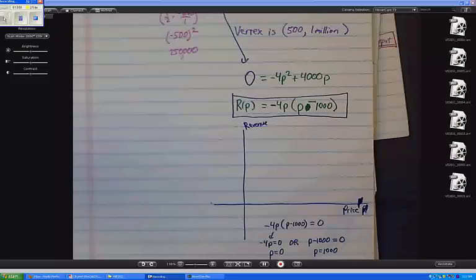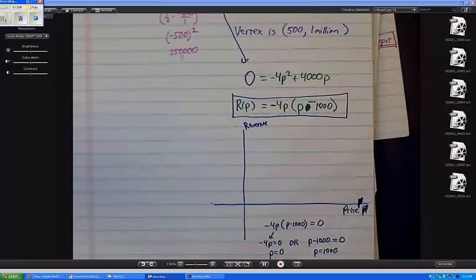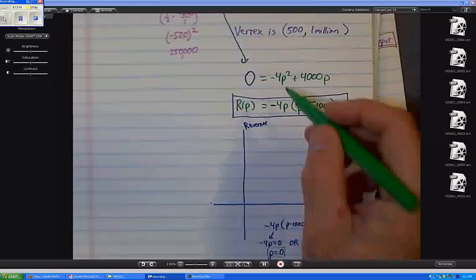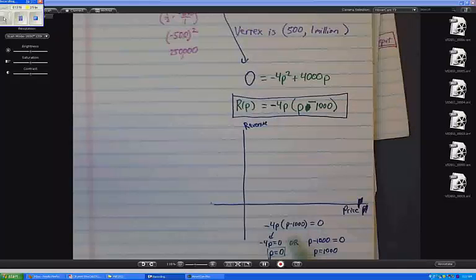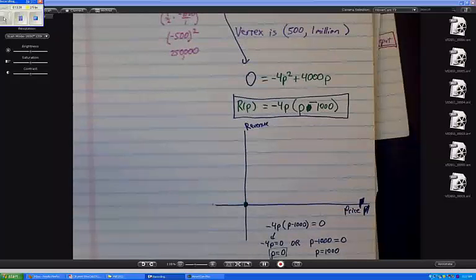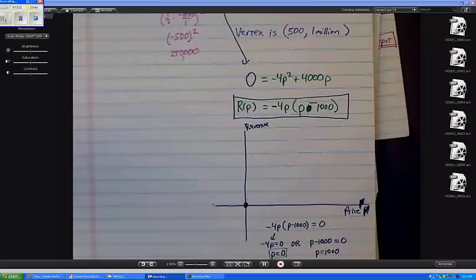And what I just learned, oh, and this was part of the question too. I said, can you interpret it for me? Well, one of the points we get is when p is 0, we have r is 0. Right? This is r. So that's the point 0, 0. How do you interpret that? Well, if the price is 0, what does that mean? If you're giving them away, I'm sorry, you're not going to make any revenue.